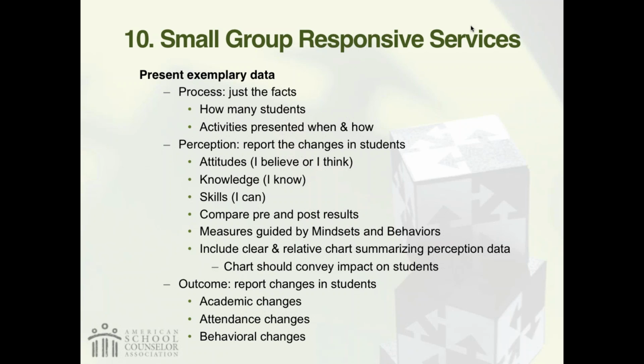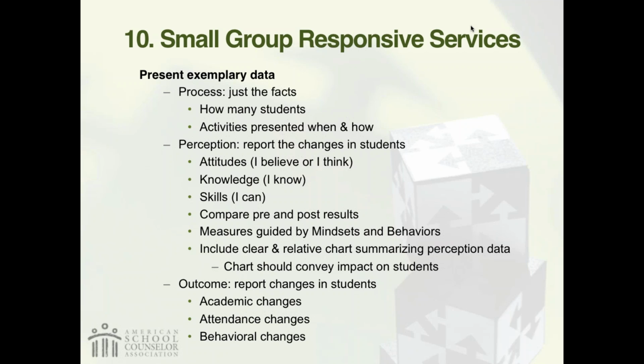So, small group responsive services. We just want to really reinforce that understanding the difference between process, perception, and outcome data is critical to this process. Process data is just telling us the facts. How many students? There were 8. How many times did the small group meet? It met 5 times for 25 minutes. It met 6 times for 40 minutes.